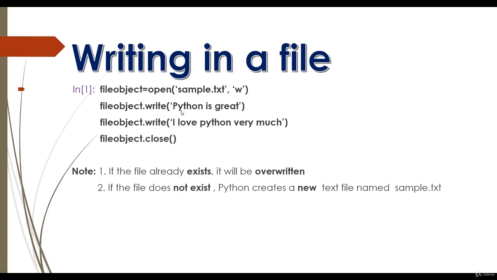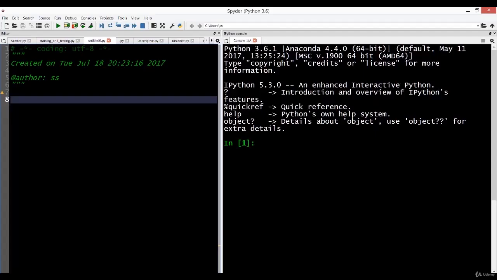Now if the file, this sample text, already exists, then it will be overwritten. And if the file does not exist, Python creates a new file named sample text. Now let us move to the Python practical session.